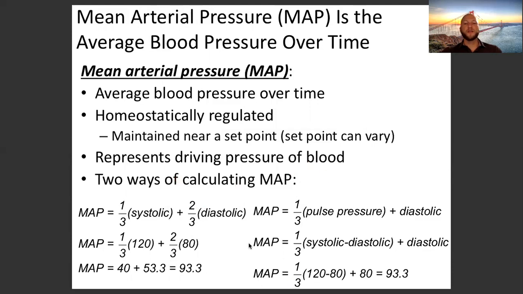There's two ways of calculating MAP. We've got 1/3 systolic plus 2/3 diastolic. We've also got 1/3 pulse pressure plus diastolic. We come up with the same number both ways. So whichever way you're more comfortable with, you may use. Expect to do some problems like this. In fact, I can tell you right now, on the checkup quiz, there are some problems like this.